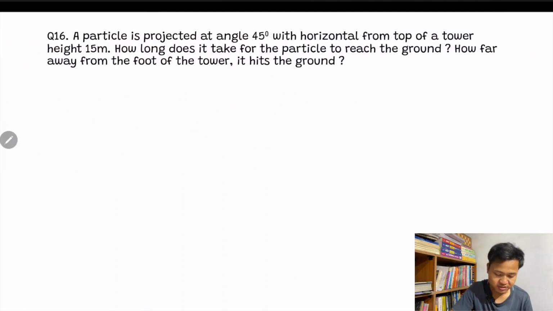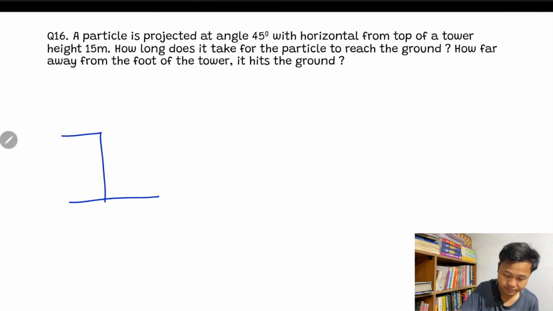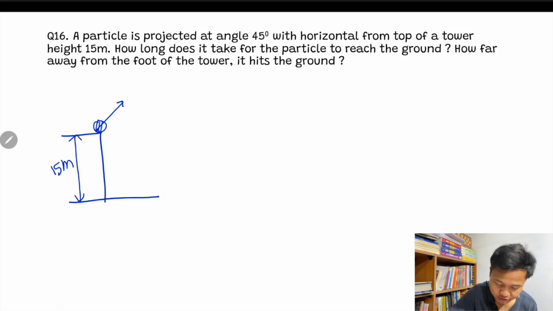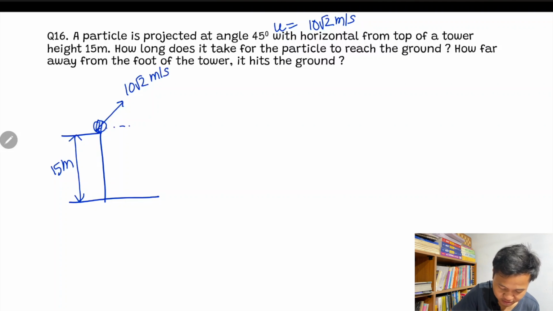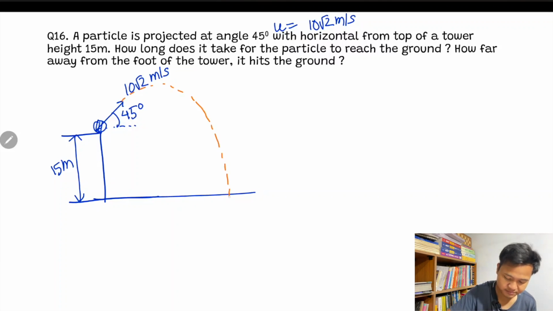Okay, so next question. This is a miscellaneous question. See, suppose from the top of a tower, the tower is 15 meter in height. The initial velocity, you take here, is 10 root 2 meter per second. There was a typing mistake in the question, so here you're given 10 root 2 meter per second, at an angle of 45 degree. So what will be the path of the projectile? It will go like this, and then it will hit the ground.